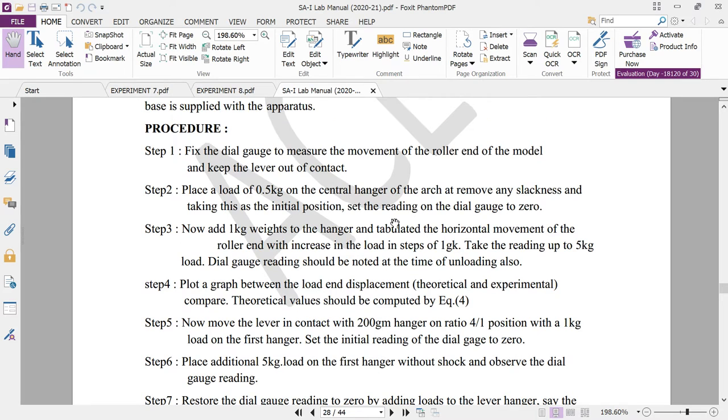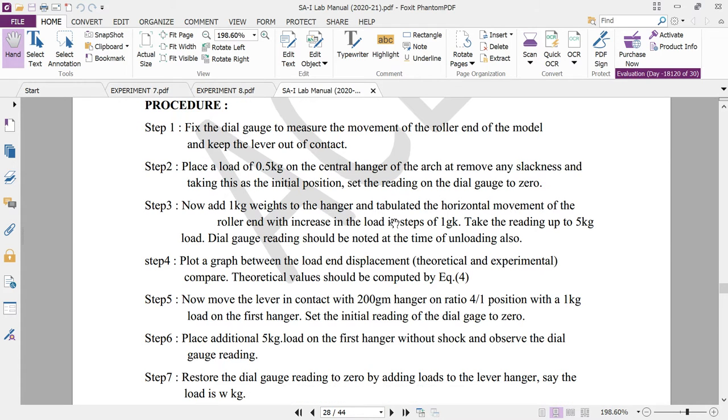Okay, so let us see the theoretical procedure, then I will show you the demo practical on YouTube, so you can better understand by seeing those particular videos. So first of all, the theoretical procedure. Step 1: fix the dial gauges to measure the movement of the roller end of the model and keep the lever out of contact.